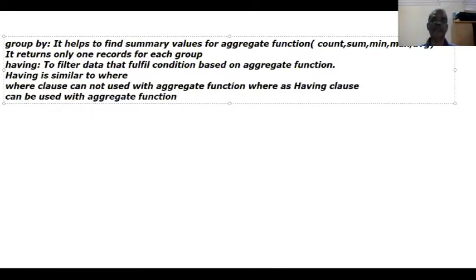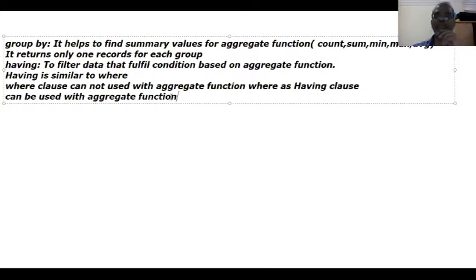How that works we will see with the help of one small program. So once again, group by helps to find summary values for aggregate functions count, sum, min, max, and average. It returns only one record for each group. Having is used to filter data that fulfill a condition based on an aggregate function. Having is similar to where. The difference between having and where is that the where clause cannot be used with an aggregate function.